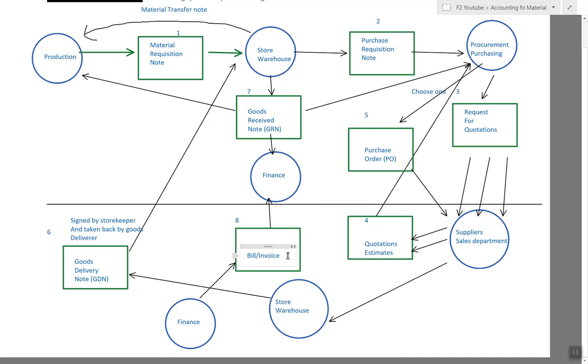And after some time, we will receive a bill from the supplier, bill or invoice, stating the amount that needs to be paid and the time that needs to be paid.